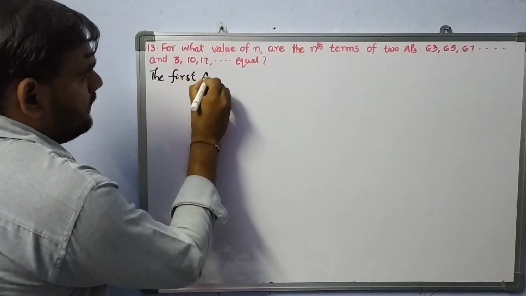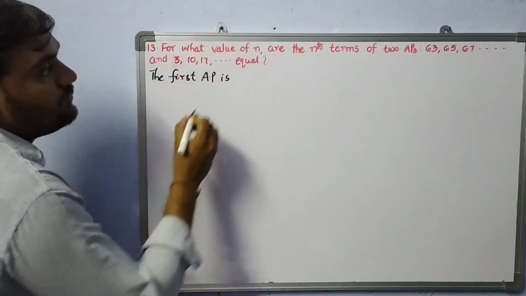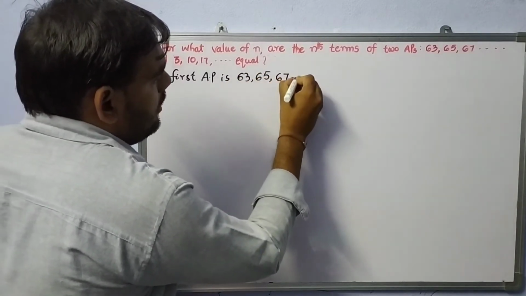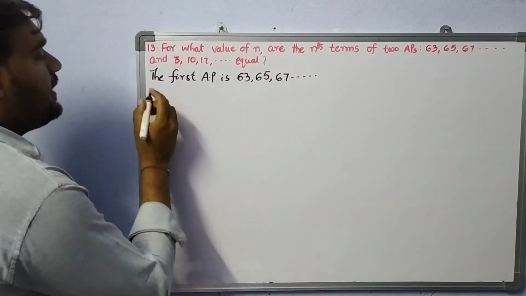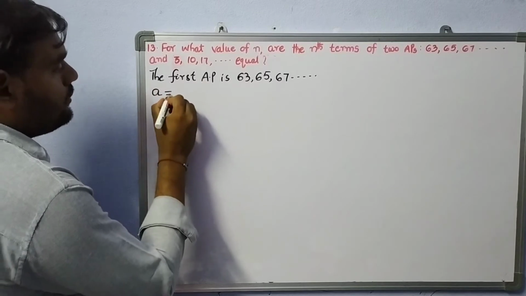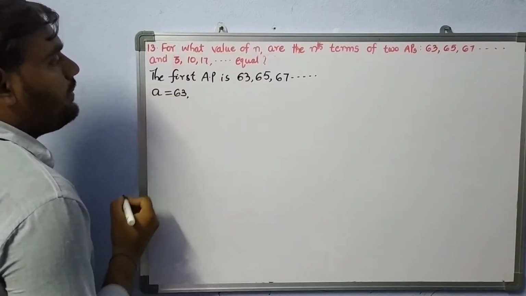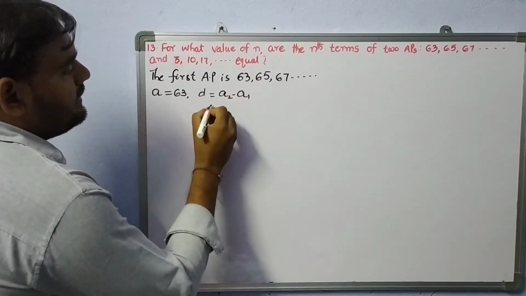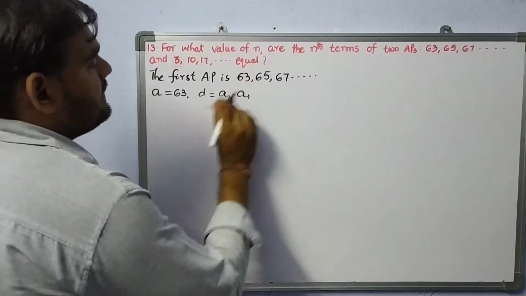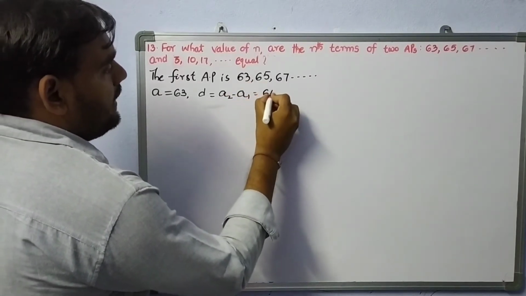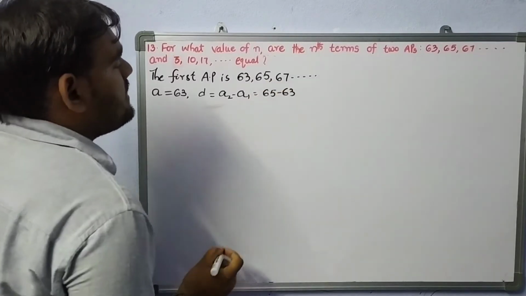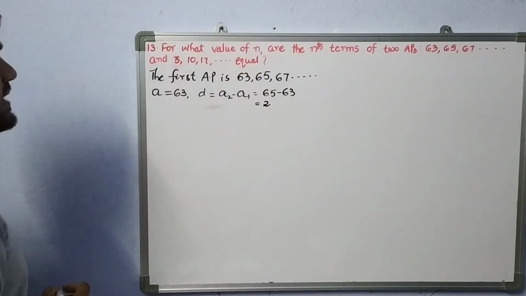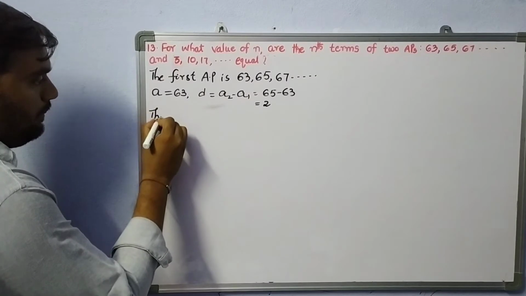So first of all, we will write the first arithmetic progression. The first AP is 63, 65, 67 and so on. Next, first term A is equal to 63 and the common difference D is equal to A2 minus A1, that is 65 minus 63. What is the value? Its value is 2.